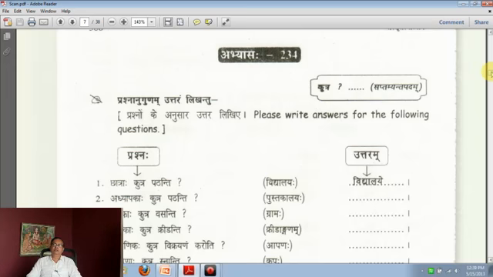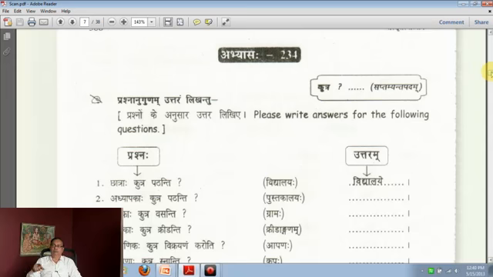Ravanaha Kutra Bhavati? Ravanaha Lankayam Bhavati. Ravana is there in Lanka. In Lanka. Lankayam. Dasharataha Kutra Nivasati? Dasharataha Ayodhyayam Nivasati. So Ayodhya Shabda is also Akaranta Strilinga. Ayodhyayam or Ayodhya Nagare.